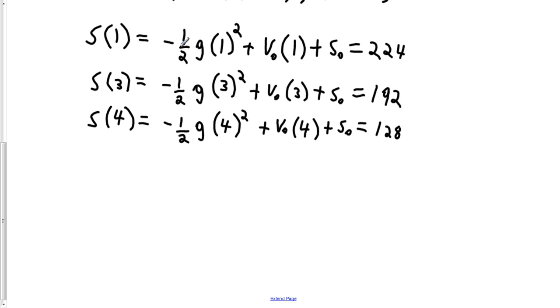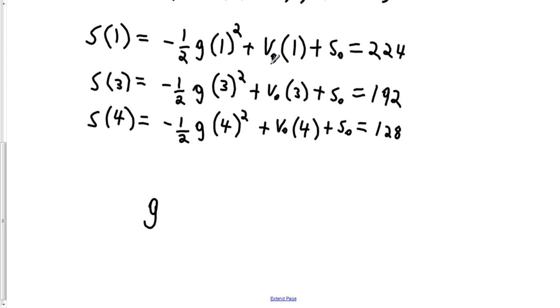So the S of 1, I'm going to multiply both sides of this equal sign by negative 2 to get rid of this negative 1 half, to clear the fractions. When I multiply this term by negative 2, negative 2 times negative 1 half is 1 times g, so that's just g for the first term in the first equation.